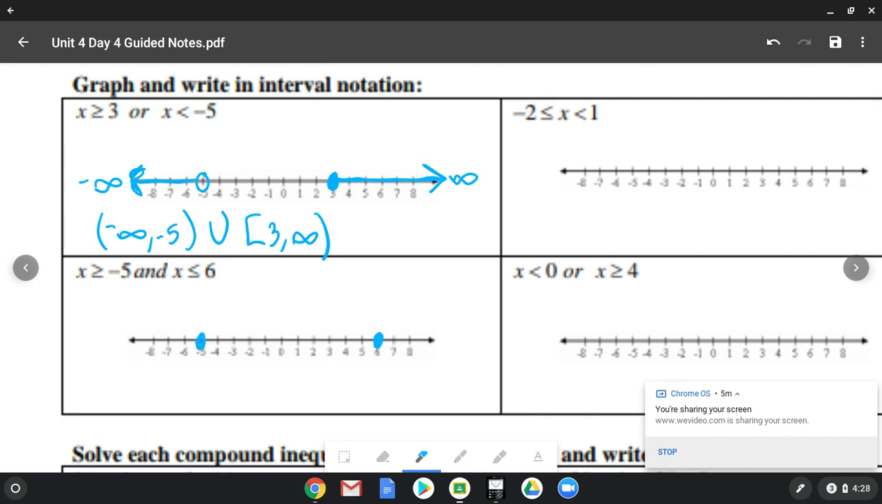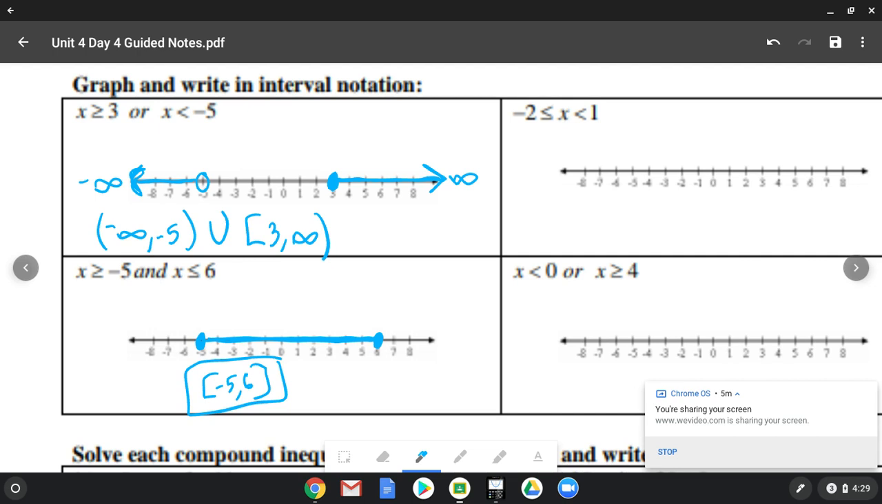It has the word and, and if I follow the way that the arrows are pointing, they're pointing towards each other in this case, okay? So we're shading right in the middle. In order to write that as an inequality, because of the word and, I know that it can be a bracket, -5, comma 6 with another bracket, because those are closed circles for both of that.